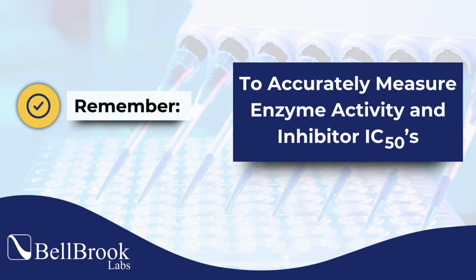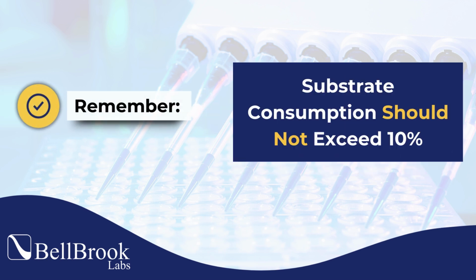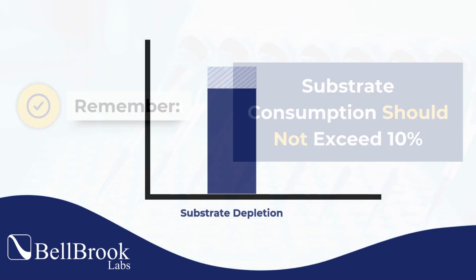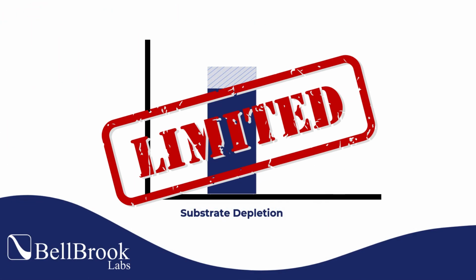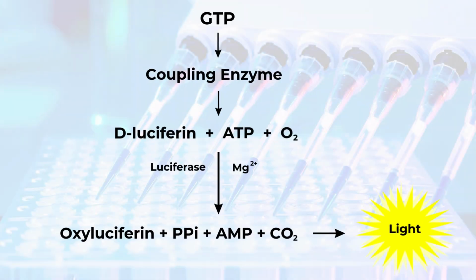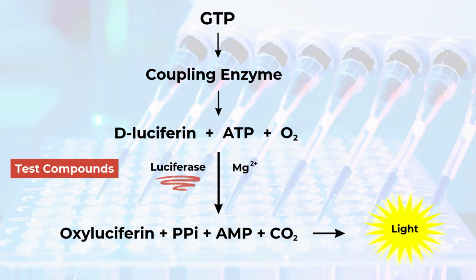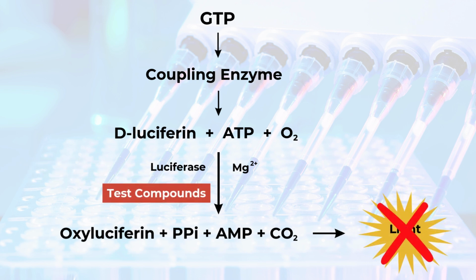Remember that to accurately measure enzyme activity and inhibitor IC50s, substrate consumption should not exceed 10%. So the limitations of a substrate depletion assay are very real. On top of this, the methods used for GTP detection, such as luminescence, involve using enzymes, such as luciferase, to generate a signal. And there is real potential for assay interference if compounds inhibit the signaling enzymes.